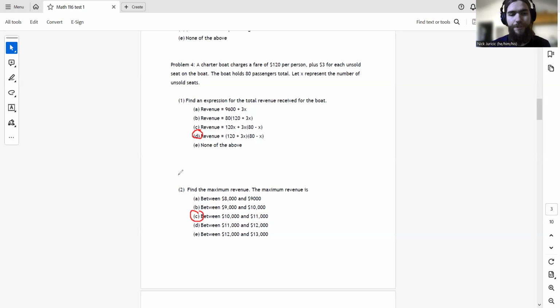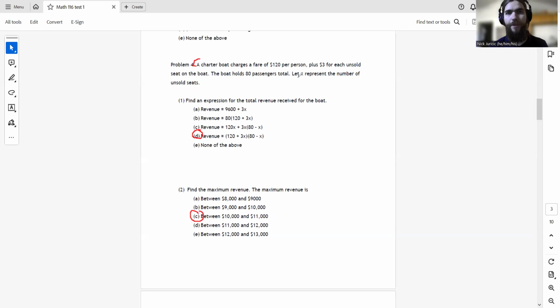Imagine like these airlines or something. They're always trying to fill up their flights to get the most efficient use of the fuel and the transportation time. Sometimes an airline will straight up cancel a flight when not enough people are booked, which is kind of annoying. But from a business perspective, I suppose you could see why they do it. Maybe that would be them operating at a loss. So that's the rationale for this setup, that plus three additional dollars for each unsold seat on the boat. And they have a capacity of 80 passengers total.